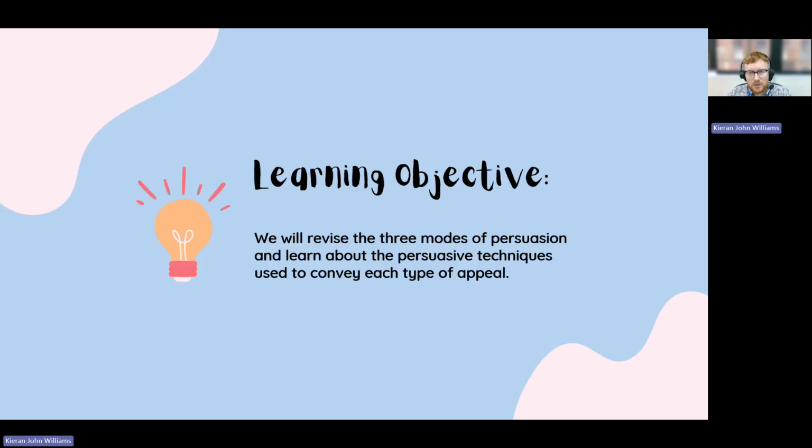Our learning goal is clear. We're going to revise the three modes of persuasion and learn specific strategies and devices that will help us apply them effectively. This means we'll not only review the theory behind it, but also look at concrete examples of how these appeals appear in everyday communication.